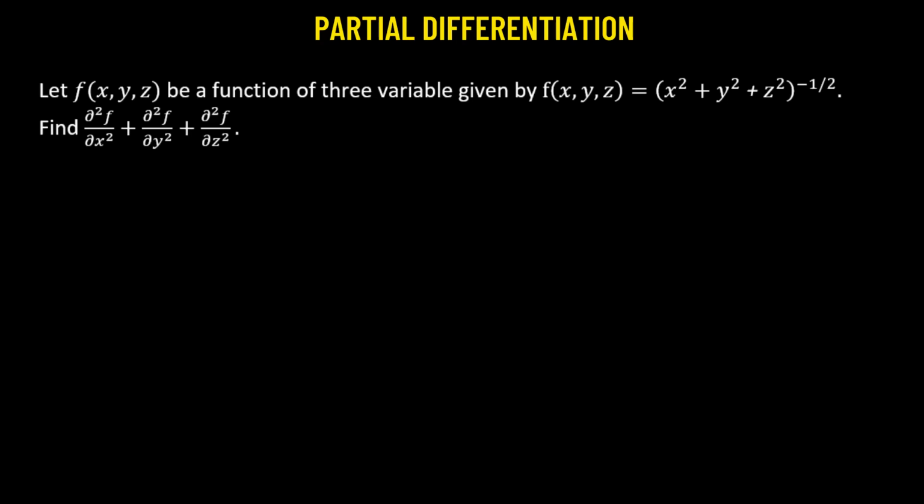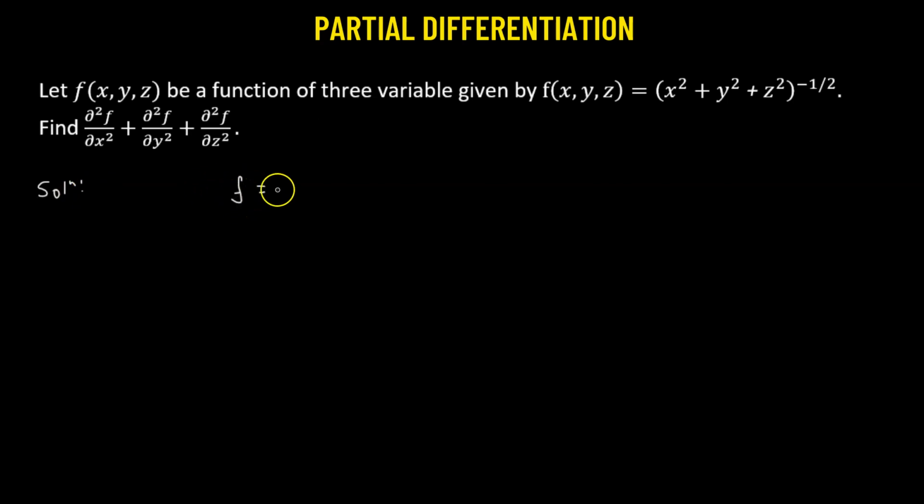We have a function f which is a function of three variables, x, y, and z. It's also given that this function is x squared plus y squared plus z squared raised to the power of negative half. So using this information, we need to find out the following. So let's begin. Here we will begin with whatever we are provided with.